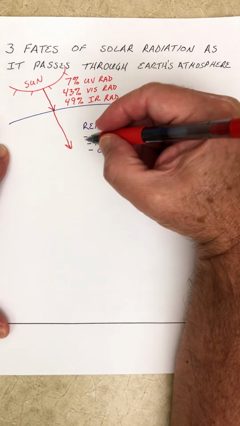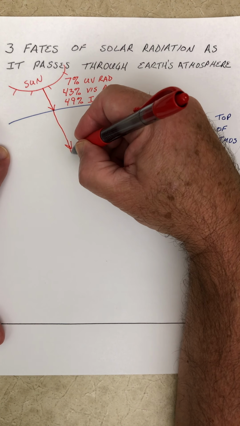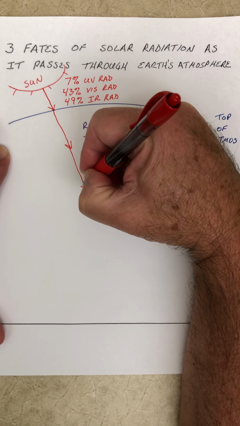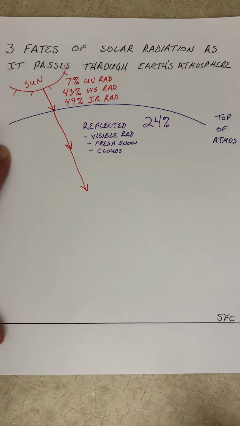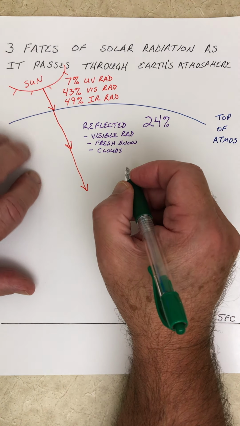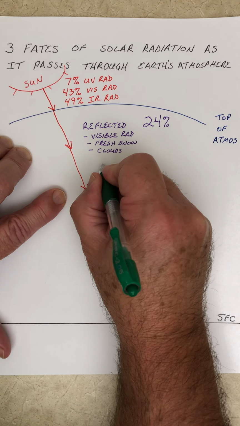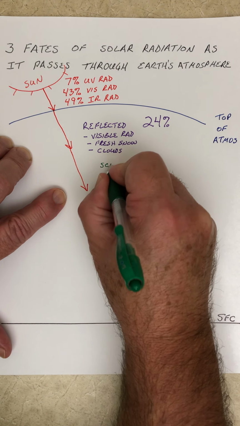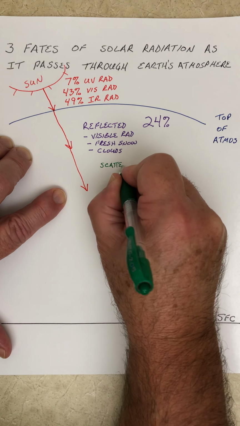What else can happen to that incoming solar radiation? So as we continue, again, this is not the second thing that can happen to it. It's just another thing that can happen to it. I just happened to put it second. But another thing that can happen to it is that solar radiation can be scattered.